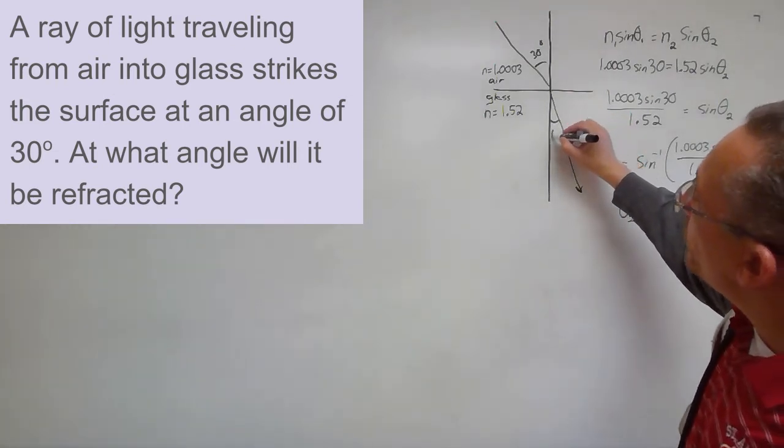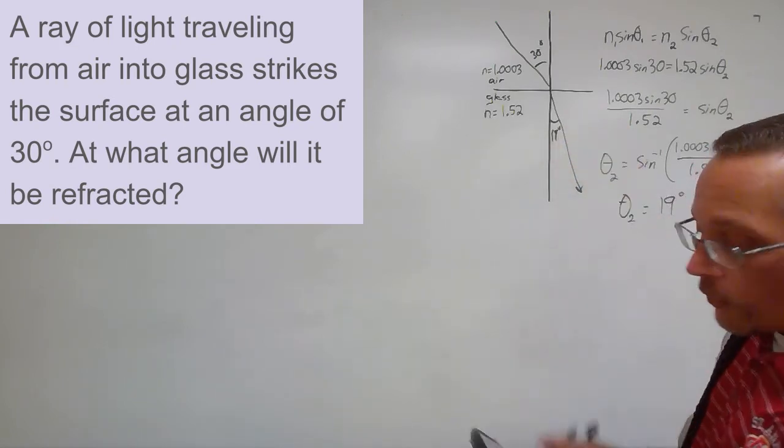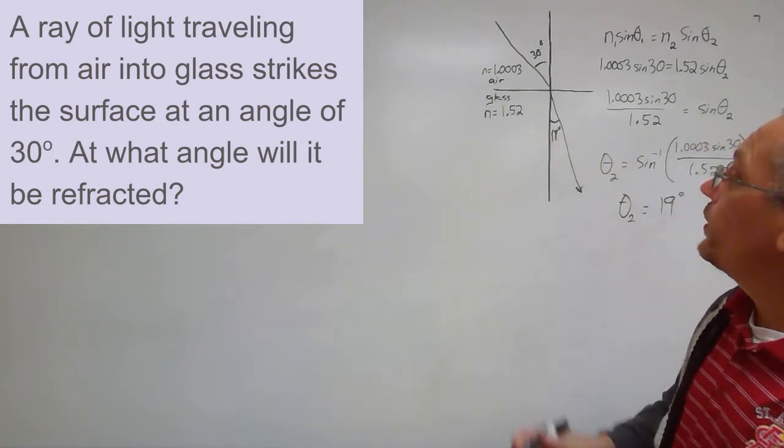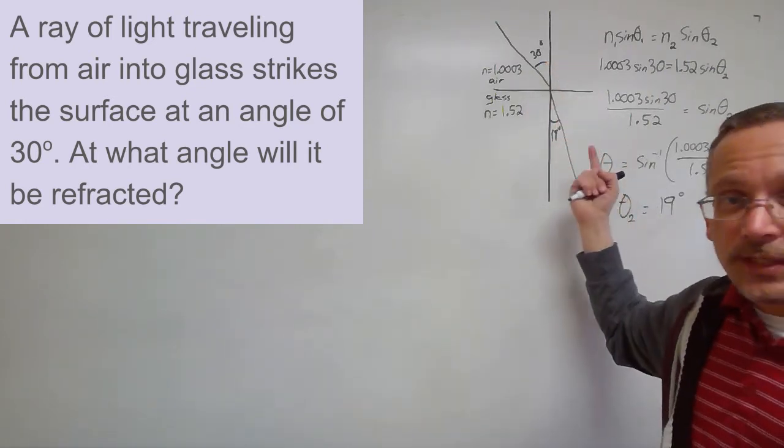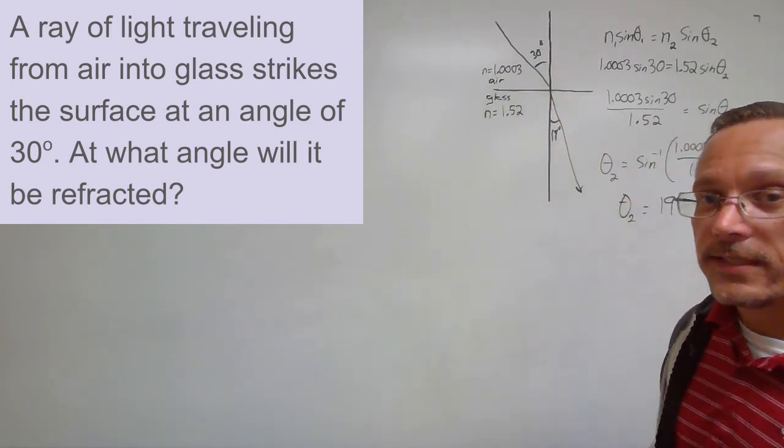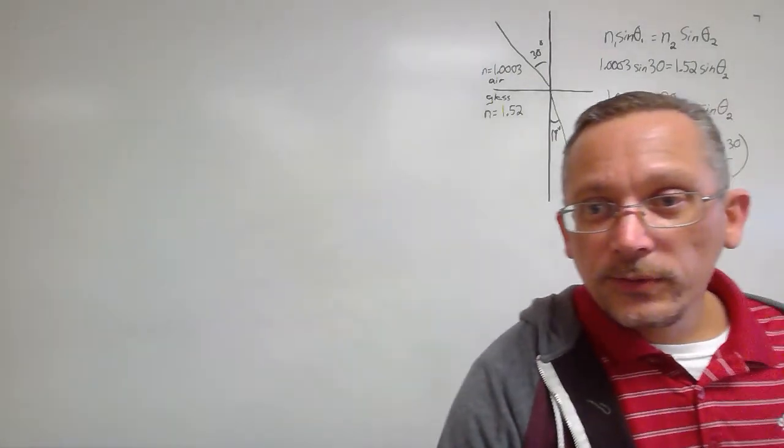So that angle right there, about 19 degrees, is consistent with what we thought it was going to be. We thought it was going to be less than the angle of incidence, and we did in fact get less than the angle of incidence. So there we go. Not too terribly difficult, huh? So there is some fun stuff about refraction and the index of refraction and Snell's Law.